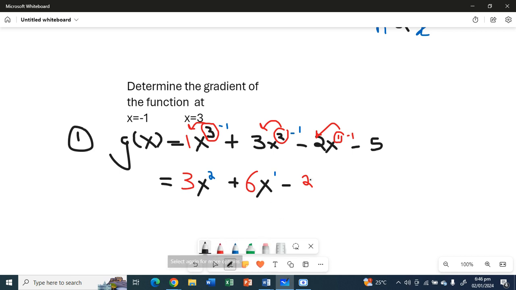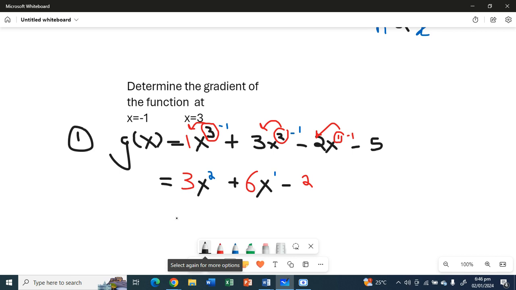Then we have a number here, a constant. It doesn't have a variable, so we don't consider it. It just disappears. So this is what we get after we differentiate the cubic function: 3x squared plus 6x minus 2. You'll notice this is a quadratic function. One important point you must remember is that the gradient of a cubic function is expressed by a quadratic expression.